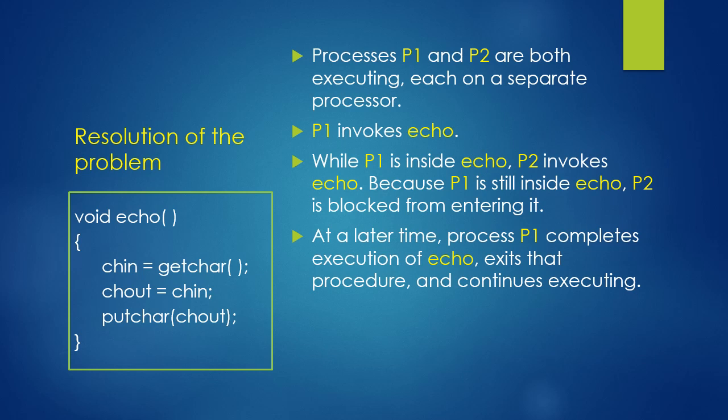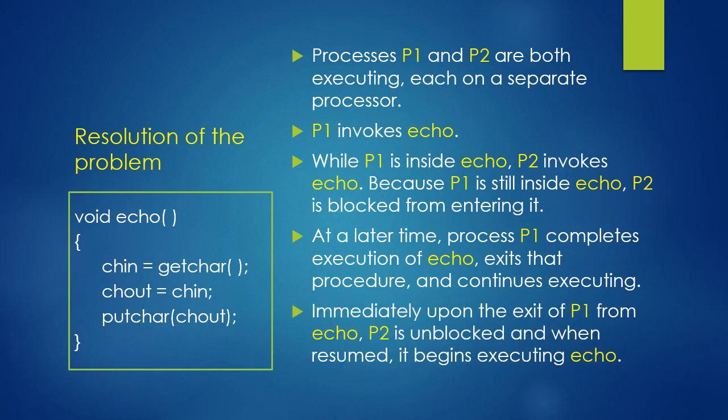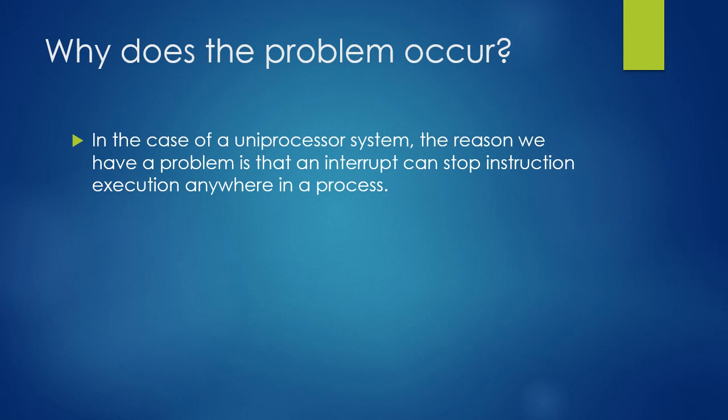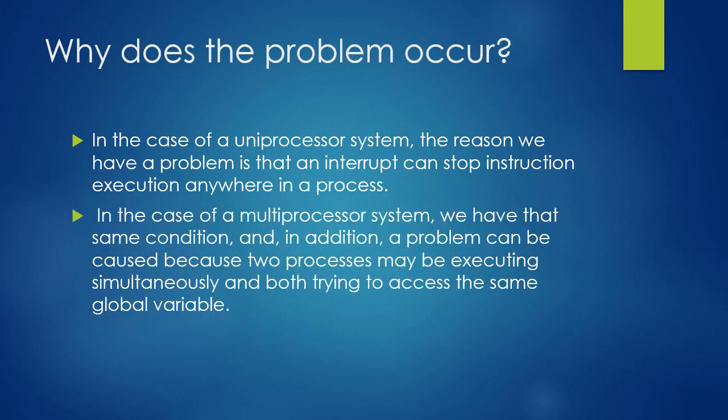At a later time, process P1 completes execution of echo, exits that procedure and continues executing. Immediately upon the exit of P1 from echo, P2 is unblocked, and when P2 is resumed, it starts to execute echo. Why does the problem occur? In the case of a uniprocessor system, the reason we have a problem is that an interrupt can stop instruction execution anywhere in a process, because it can lead to a process switch.